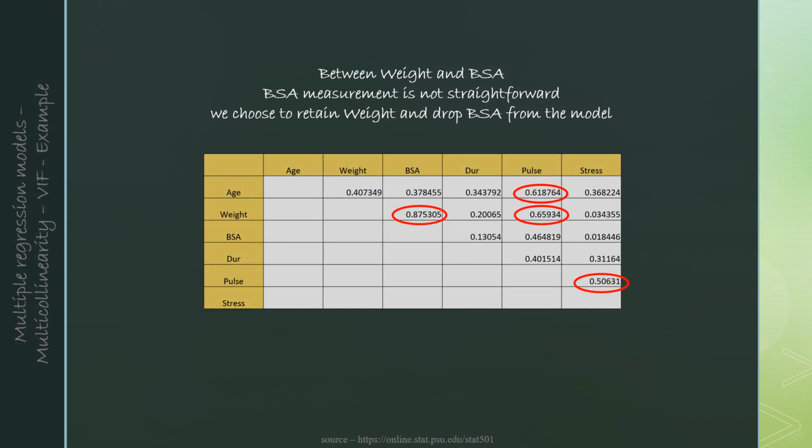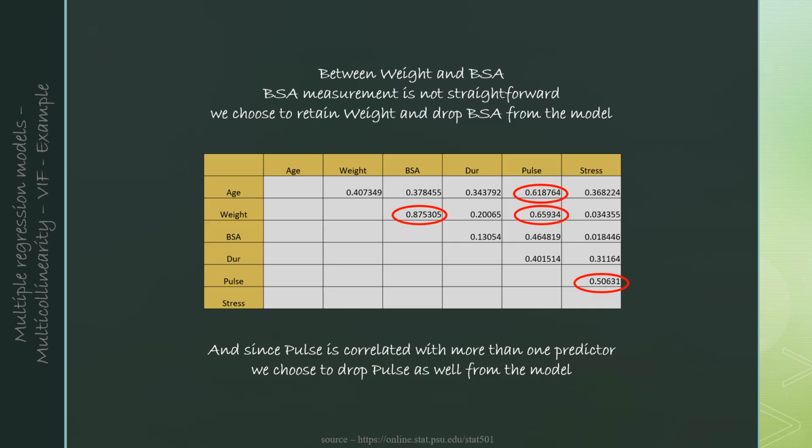Between weight and BSA, since BSA measurement is not straightforward like weight, we choose to retain weight and drop BSA from the model. And since pulse is correlated with more than one predictor, we choose to drop pulse as well from the model. Dropping BSA and pulse from the model also simplifies the model, and simplifying the model is always part of the model building strategy anyway.